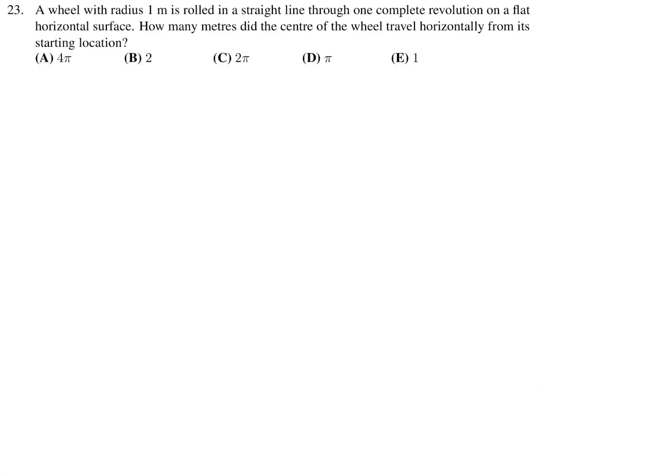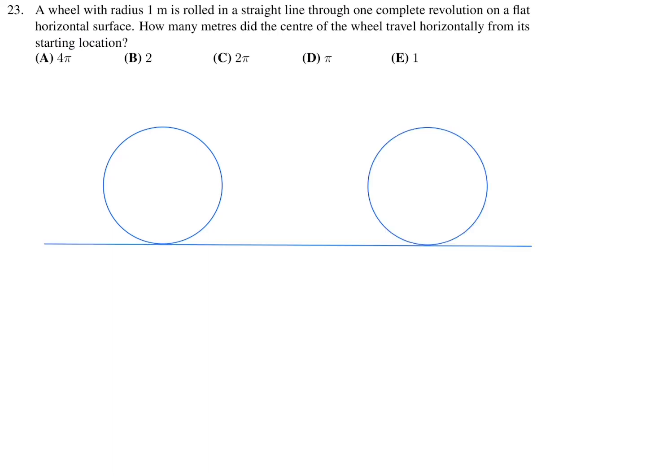A wheel with radius 1 is rolled in a straight line through one complete revolution on a flat horizontal surface. How many meters did the center of the wheel travel horizontally from its starting location? Okay, let's draw a little diagram here. We've got one circle and then the exact same circle. Something like that. And we are asked essentially to figure out the distance from the middle to the middle, as this wheel moves along. So that red line is what they want you to figure out.